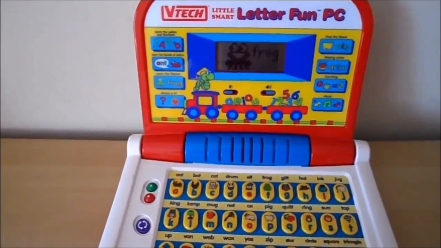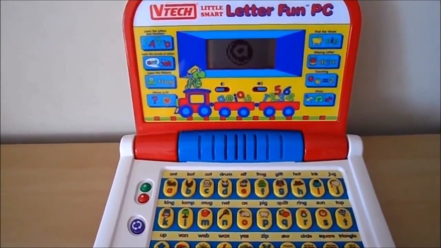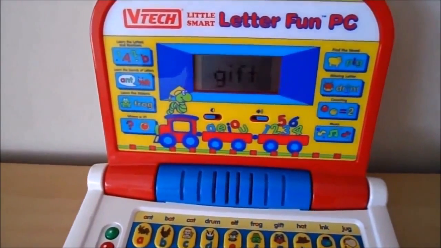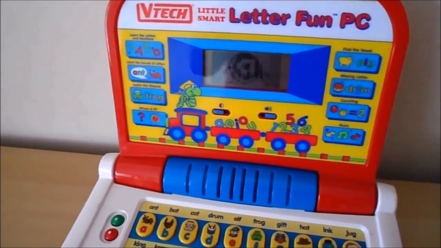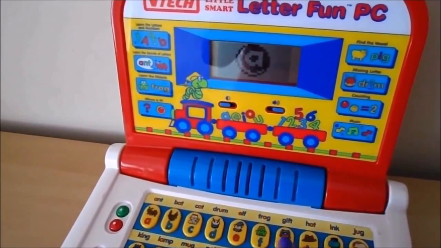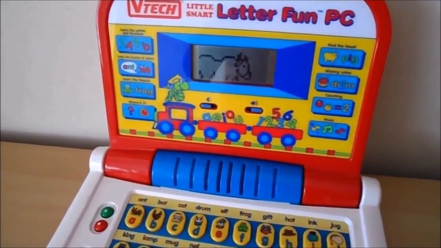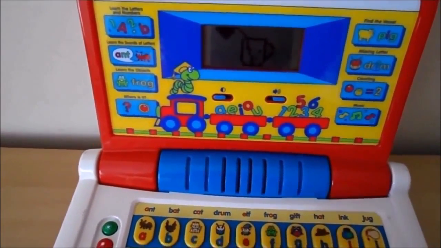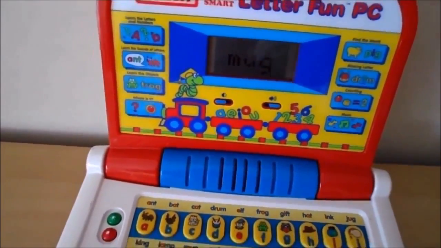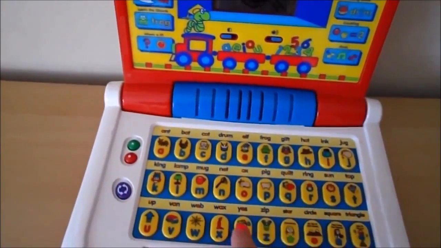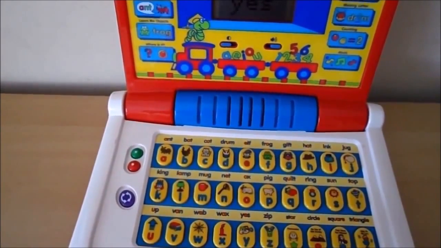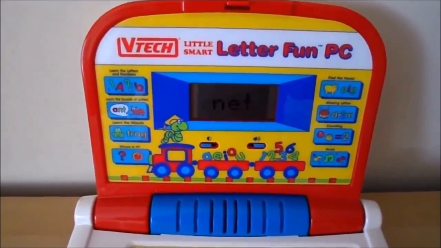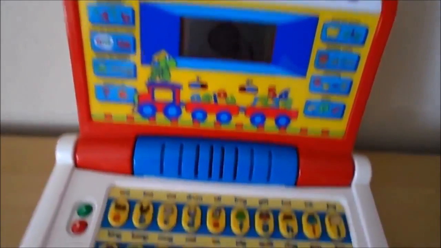Right, let's try another activity. Let's learn the objects. Choose an object. Gift. This is the word gift. Choose an object. Ox. This is the word ox. Mug. This is the word mug. Yes. This is the word yes. Net. This is the word net.